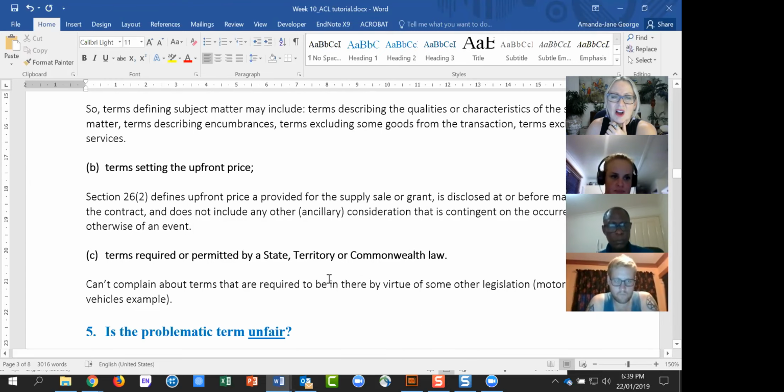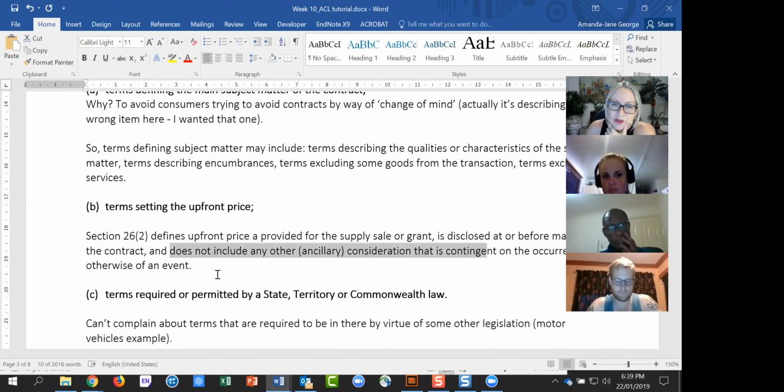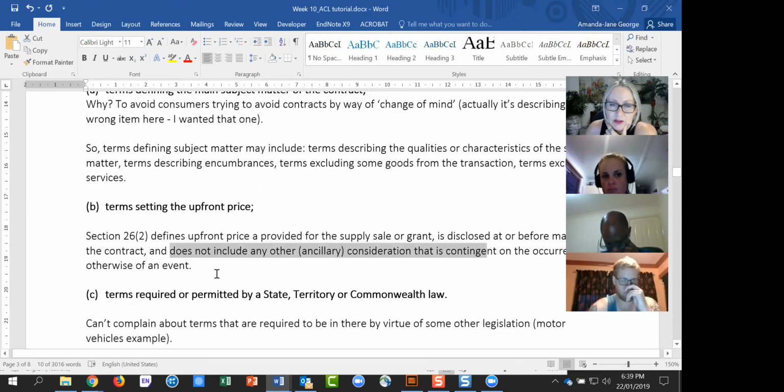Terms setting the upfront price. I don't think that caused anybody any issues. That's not hard to understand, is it? Did anyone have any worries about that? Contract out, yeah. The only thing that you probably need to flag is consideration that's contingent on the operation of other events. Okay. So if you breach the contract, you will pay 75% penalty. That payment of a penalty would be dependent on you breaching. So wherever you have a payment that's contingent on something else, that's going to fall outside your upfront price. Okay?